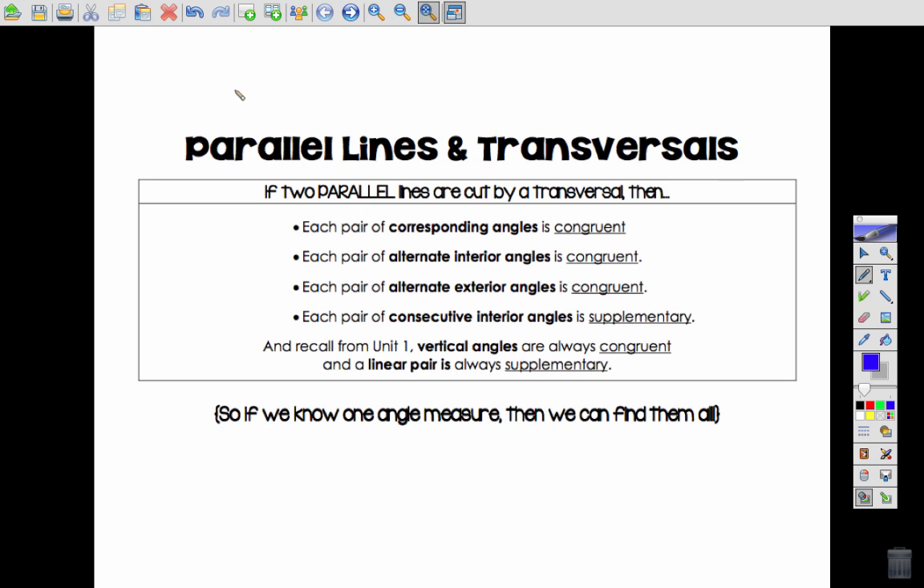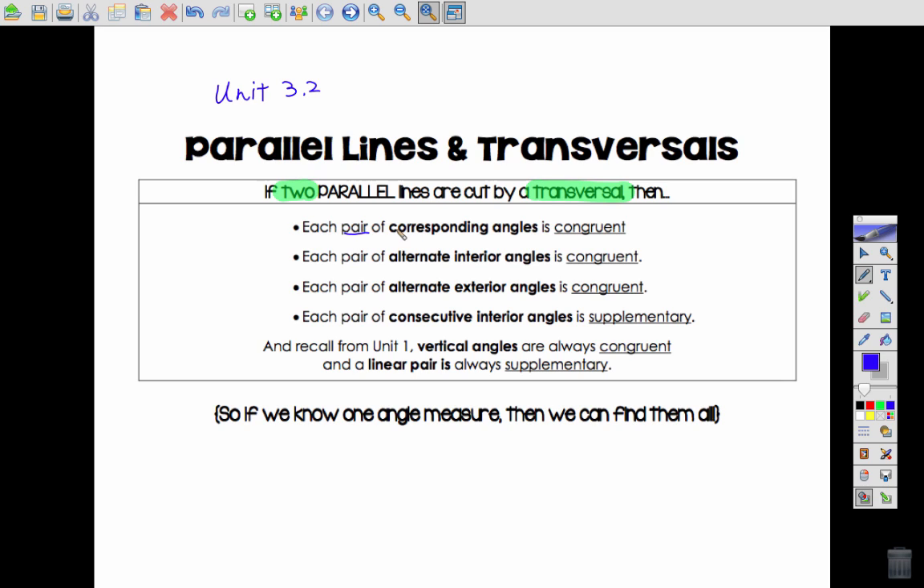In this unit, unit 3.2, we're going to study parallel lines and transversals. Here's an important concept. It says that if I have two parallel lines that are cut by a transversal, then the following are true. One, each pair of the corresponding angles are congruent.